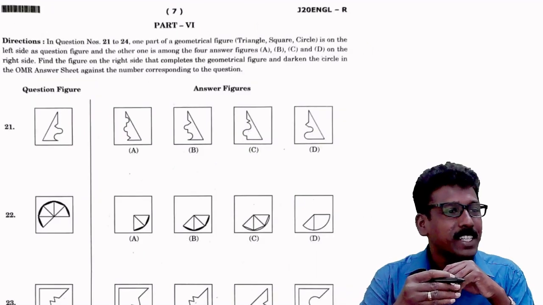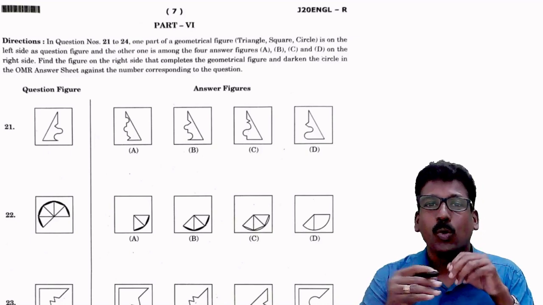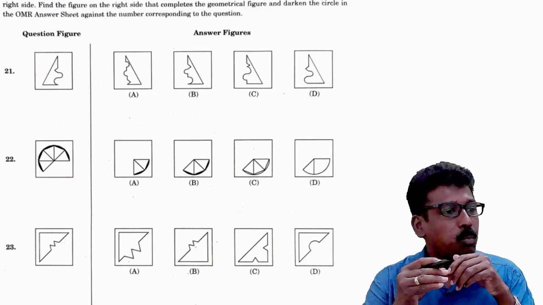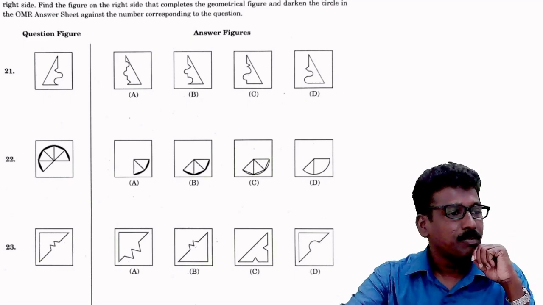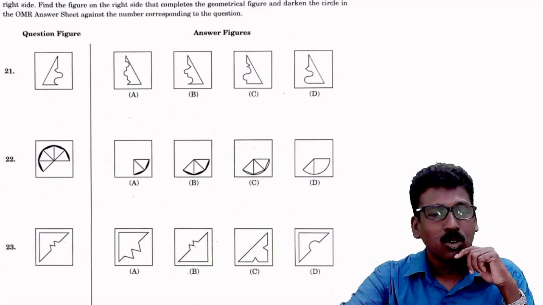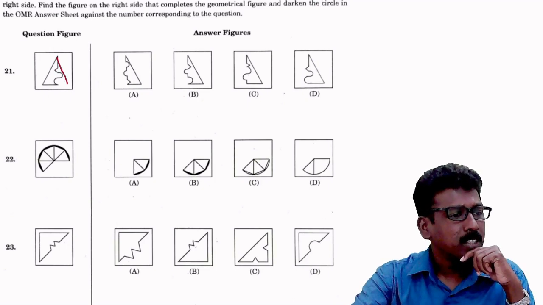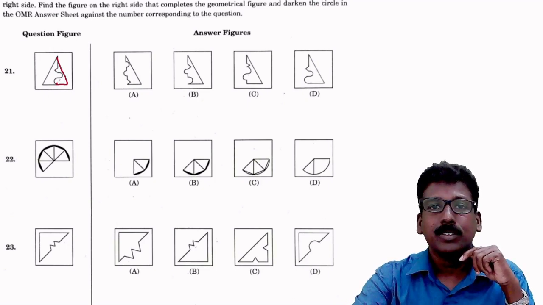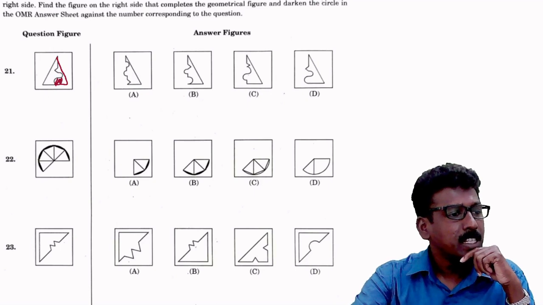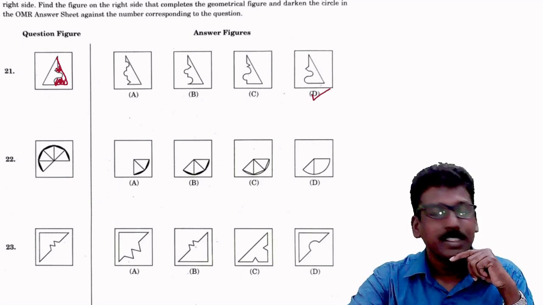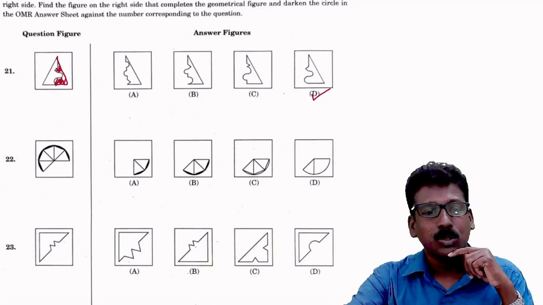Part 6, which is interesting. There is a triangle, square and circle in all questions, but certain portion is cut out from each figure. Now you have to find out the cut out portion. Here you can see you just join it to make a triangle, and this portion you see which option is correct. Yes, you can see that correct option will be D. Similarly, you try to do all the other questions.